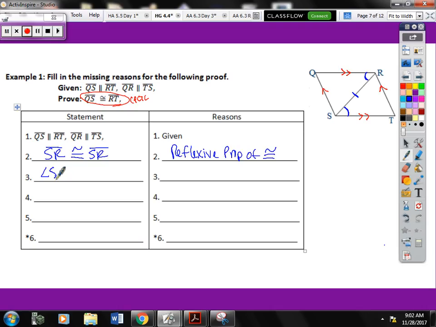Hold on, say again. STR. STR? No. STR would be this one over here. So let's switch it around and say TSR. S would have to be in the middle. And so we had TSR. You could also do RST, but S has to be the middle because that's the vertex. It's literally like you're tracing the angle whenever you name it. And that would be our if lines parallel, AIA congruent, or alternate interior angles theorem.